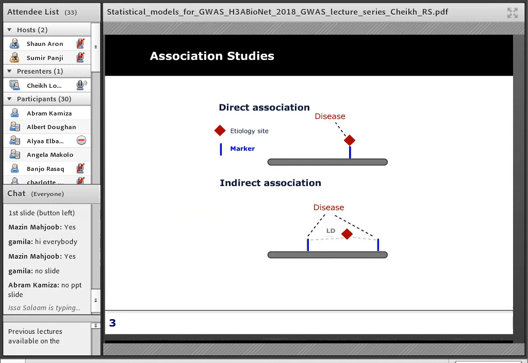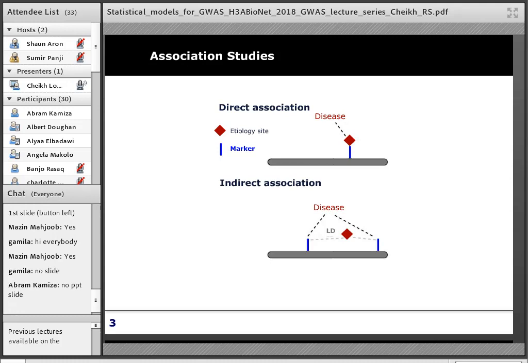Okay, first of all, what is association? When we are talking about association studies, when you say that your marker is associated to the disease, I'm using the term marker instead of SNP because it can be generalized to others.